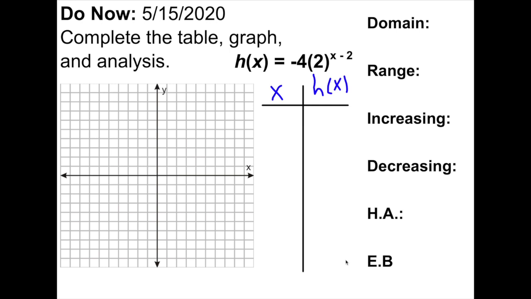All right, so let's jump into it. Now we need to make a graph of this. I would say personally, I want to start with plugging in 2, because 2 minus 2 is 0. 2 to the 0 is 1. 1 times negative 4 is negative 4. Then I might as well move to 3. 3 minus 2 is 1. 2 to the 1 is 2. 2 times negative 4 is negative 8.